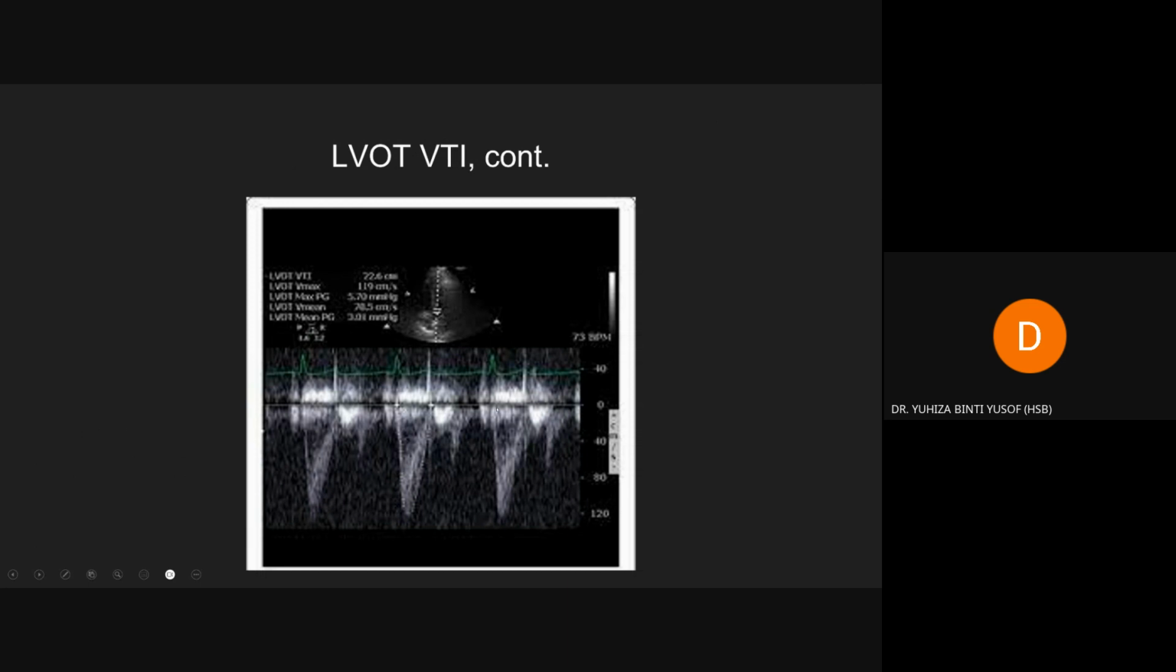So how do you find the length of the cylinder? You apply the pulsed-wave Doppler, as mentioned earlier, and you will get this graph. The area under the curve is put into an equation that yields an integral, giving you a value in centimeters, and that centimeter value allows you to estimate the stroke volume.